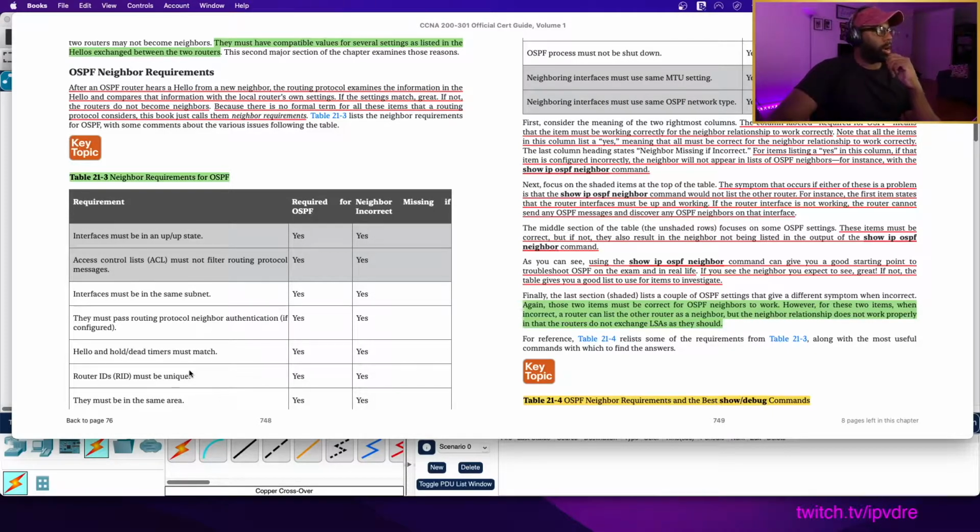Hello and dead timers must match. So hello and dead timers, they're absolutely probably the most important thing, because that's how routers keep track of one another within OSPF. Also in other protocols as well, like HSRP. But routers communicate with each other. Remember, these are intelligent devices. They communicate with each other through these hello messages.